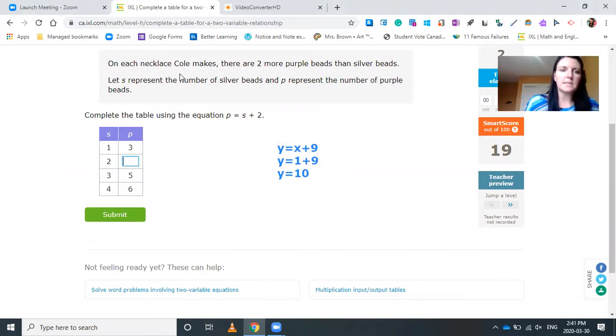All right, let's read this together. On each necklace Paul makes, there are 2 more purple beads than silver beads. Let S represent the number of silver beads and P represent the number of purple beads. Complete the table using the equation P is equal to S plus 2. I've left my previous little way to work it out over here so that you can use that to try to figure it out. Press pause now, work it out.